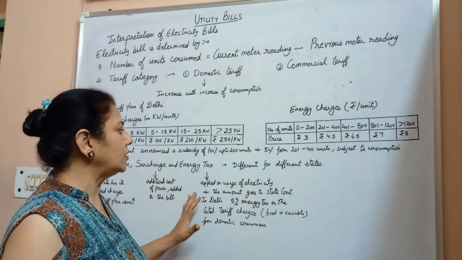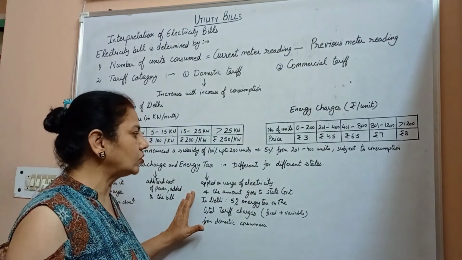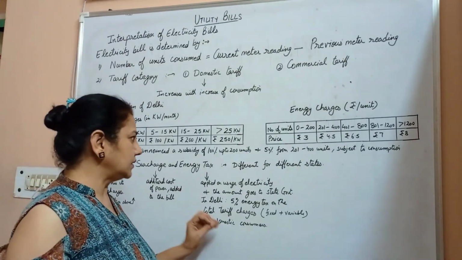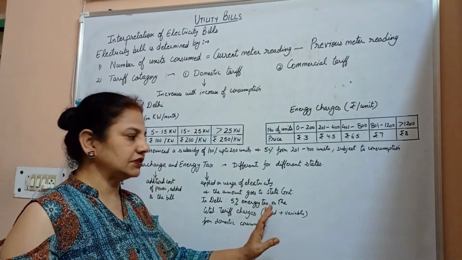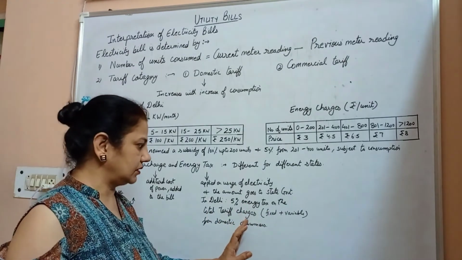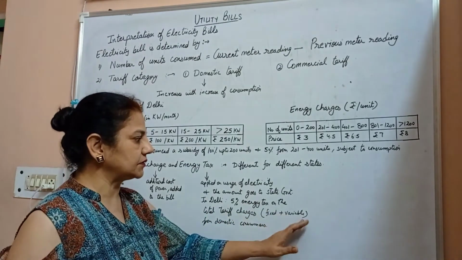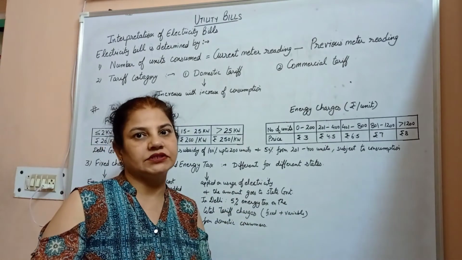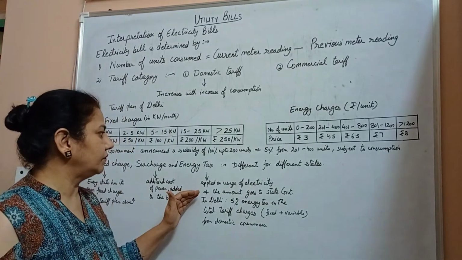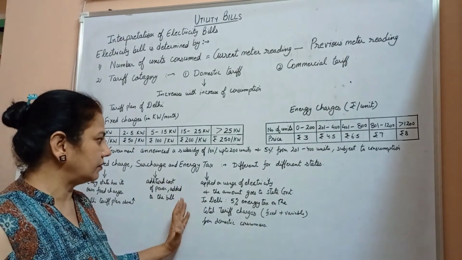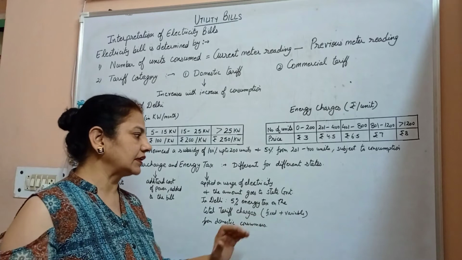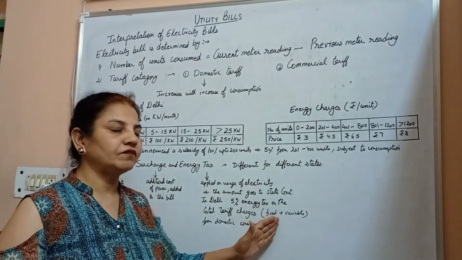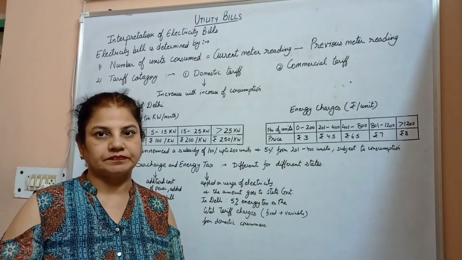Energy tax is applied on the usage of electricity, and this amount goes to the state government. In Delhi, the energy tax is 5% on the total tariff charges. Tariff charges are fixed charges plus variable charges. So the energy tax is collected from the domestic consumer at 5% on the total tariff charge, which is the sum of the fixed charge and the variable charge.